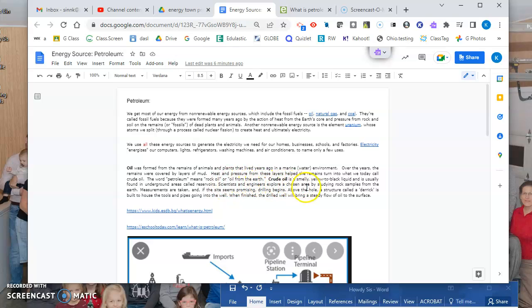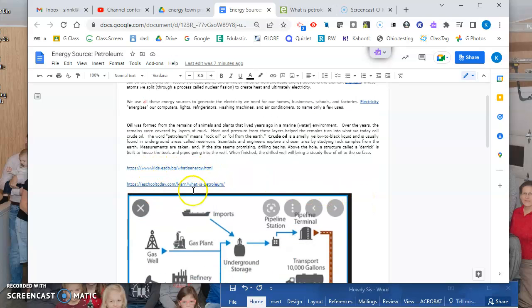Crude oil is a smelly, yellowish to black, so multicolored, yet liquid, and it is usually found in underground areas called reservoirs. Scientists and engineers explore a chosen area by studying the rocks from the top of the earth, and based off that, that tells them where to drill. Measurements are taken, studies are done, and if the site seems promising, drilling will begin. Above the ground, a structure called a derrick is built to hold the tools and the pipes that go down into the well. When that's finished, the drilled well will bring up a steady flow of oil to the surface.